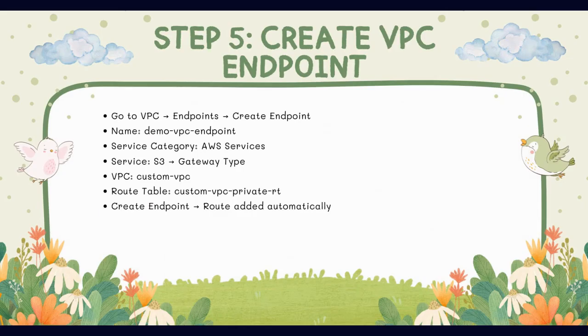To fix this, we create a VPC-endpoint. The steps are: go to VPC, go to Endpoints, and create endpoint. Name it as per your wish, but for example, demo-s3-VPC-endpoint. Select service category AWS services, S3. Don't forget to choose the gateway type, select the VPC, and attach it to the private route table. After this, the route to S3 is added automatically.